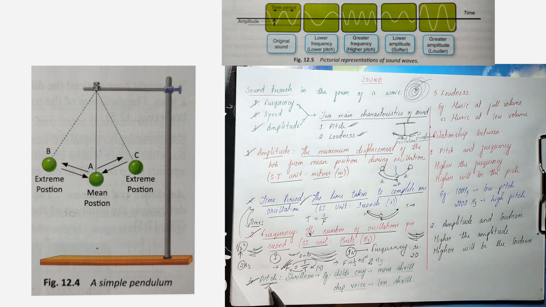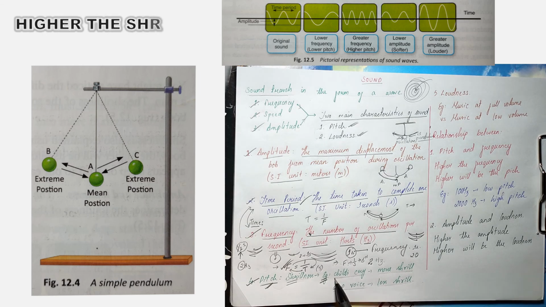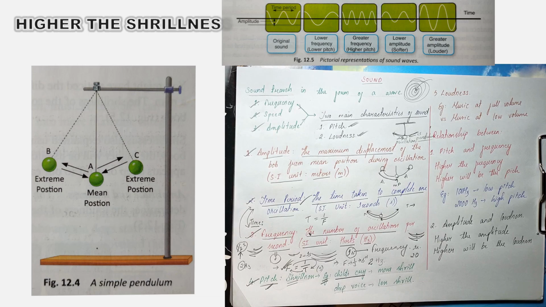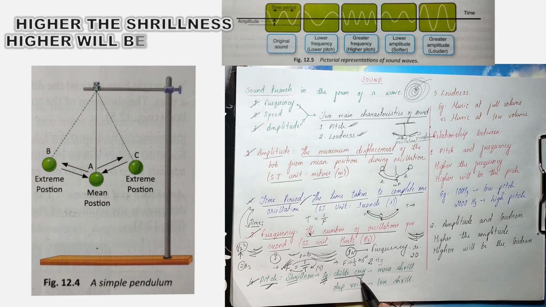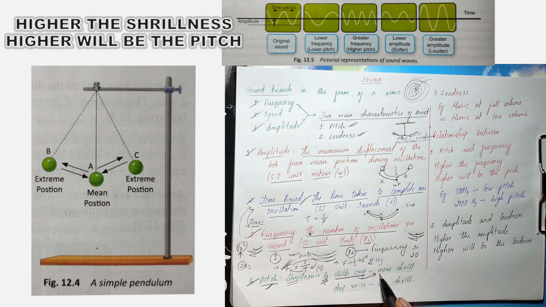Now to understand the characteristic pitch, we have to understand the word shrillness. Let us do that with the help of an example. Let's say a child's cry. Now when you think about a child's cry, I'm sure you are thinking of the word irritating, because the child's cry is very irritating to our ears. So this is more shrill. On the other hand, a deep voice of a person is considered to be less irritating, or it's not as irritating as a child's cry, so it will be less shrill.